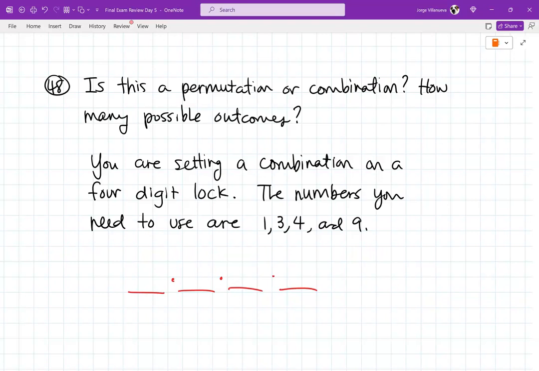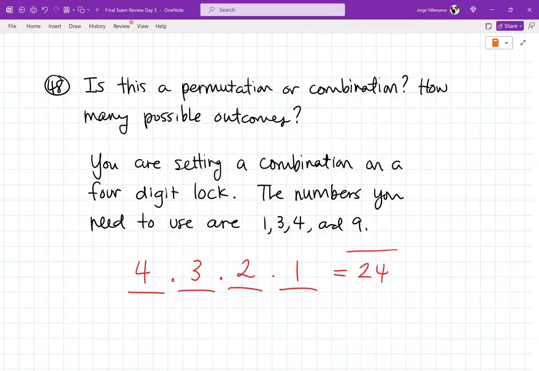The first slot has 4 options. Right? It can be a 1, 3, 4, or a 9. But once I pick one of those numbers, I only have 3 options left. And then once I pick one of those numbers, I only have 2 options left. And then the last number will be only 1 option. Right? Because I got to use all 4. I cannot repeat them. So 4 times 3 times 2, that's 12 times 2, that's 24.